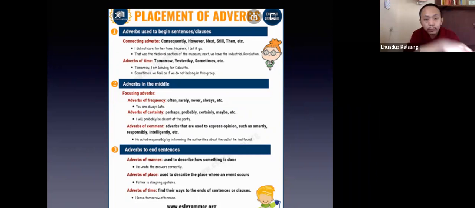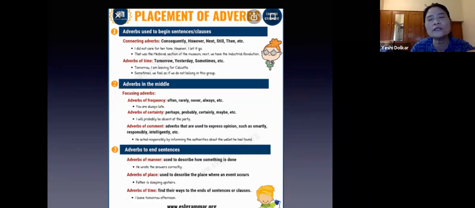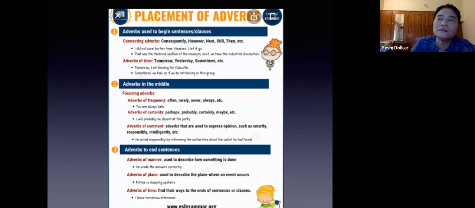And then time: today, tomorrow, yesterday, sometime. These go at the beginning or end of a sentence. For example, tomorrow I am going to Kushal Nagar. I'm going to Kushal Nagar tomorrow. Then these others are not very important. You have to put this not in the front, not at the back, but in the middle.